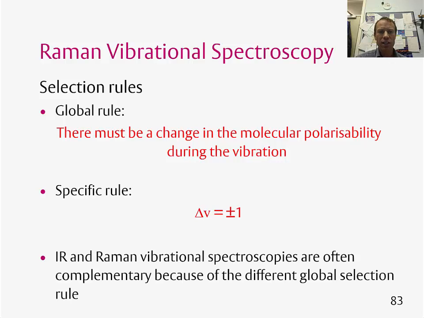You can see that the global selection rule is different for Raman vibrational spectroscopy to that for vibration absorption spectroscopy. And because of this difference, often infrared and Raman vibrational spectroscopies are complementary. So sometimes you will see a peak in the Raman spectrum which you won't see in the absorption spectrum, and vice versa.